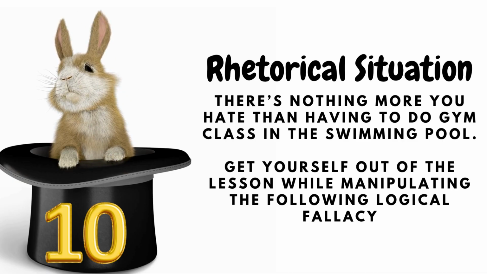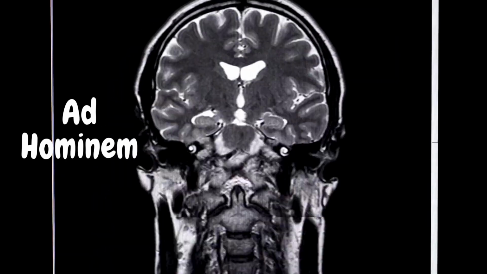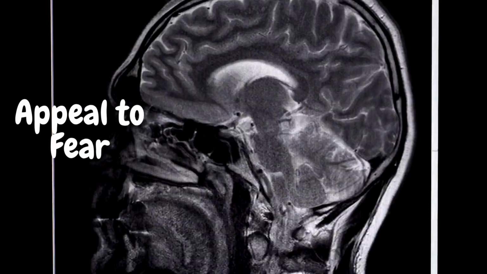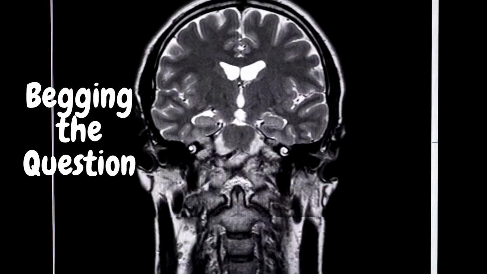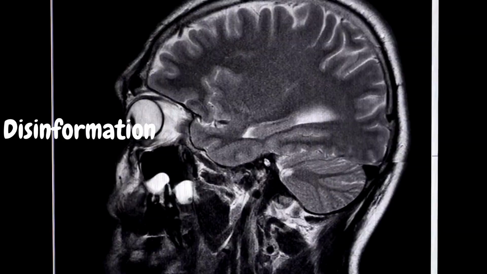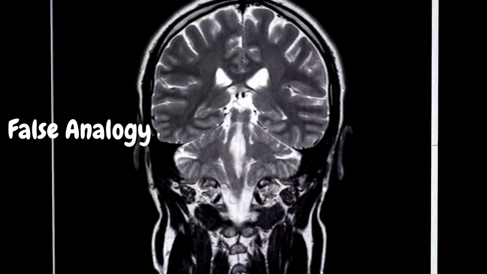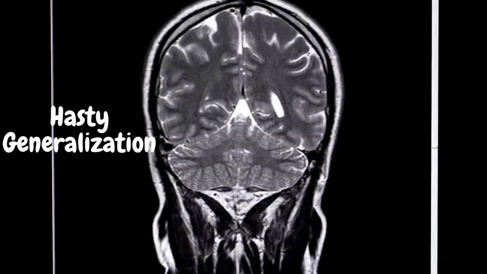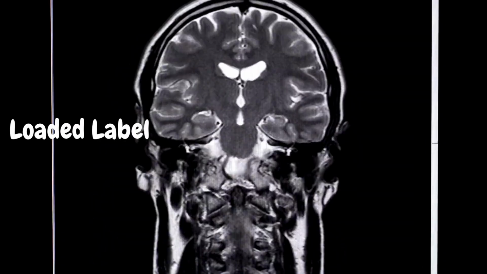Let me give you a sneak peek at the logical fallacies that are going to go into the hat. So the first one is ad hominem. I have appeal to authority. I have appeal to fear, appeal to pity, begging the question. So you can see these are a lot of the high flyers that we typically teach. Disinformation. I have false dilemma. And I have false analogy. The next one's hasty generalization. And going forward, ignoring the evidence and loaded label.